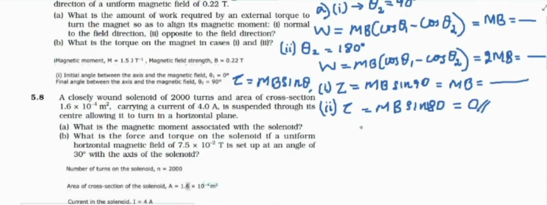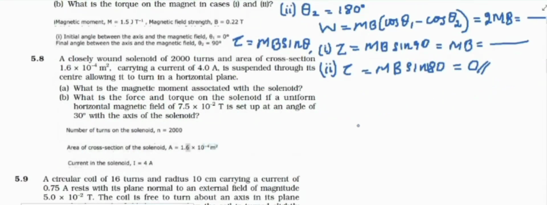Now, question 8. A closely wound solenoid of 2000 turns and area of cross-section 1.6 × 10^-4 meter square, carrying current 4 ampere, is suspended through its center, allowing it to turn in a horizontal plane. What is the magnetic moment? Again, we have the same formula for magnetic moment. M is equal to NIA.